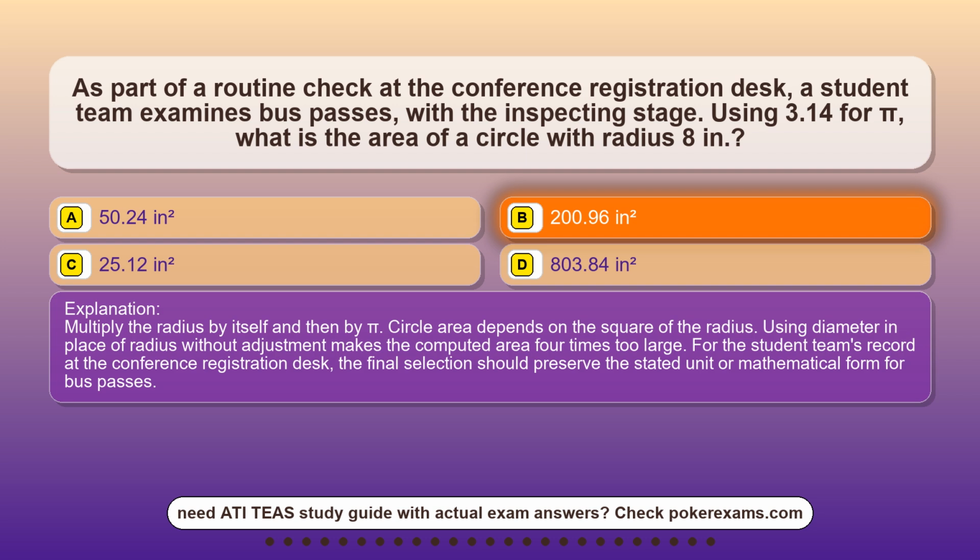Multiply the radius by itself and then by pi. Circle area depends on the square of the radius. Using diameter in place of radius without adjustment makes the computed area 4 times too large. For the student team's record at the conference registration desk, the final selection should preserve the stated unit or mathematical form for bus passes.